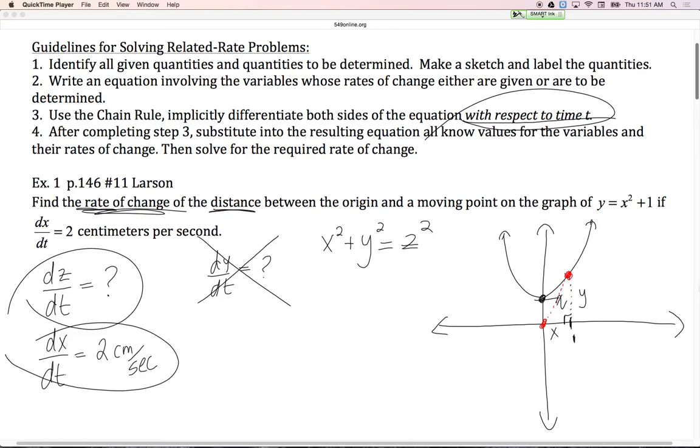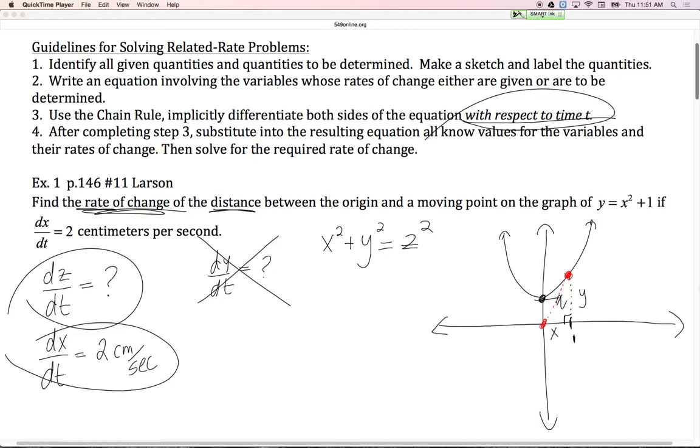But before I do anything else, since we got x squared equals y squared plus z squared, since we're talking about distance and we're wanting to find the rate of change for distance, we might as well go ahead and solve for distance here and actually change it from Pythagorean theorem to the distance formula.